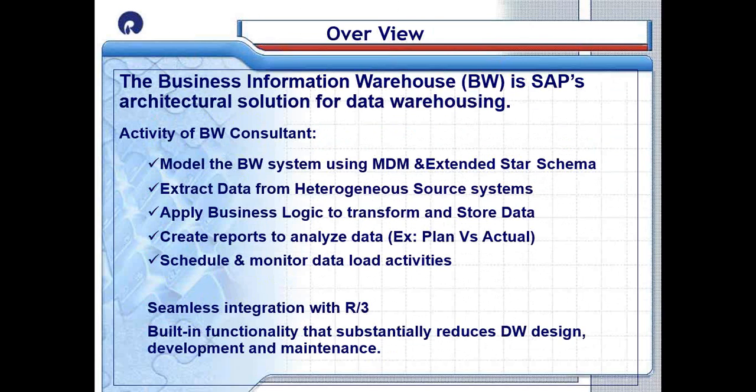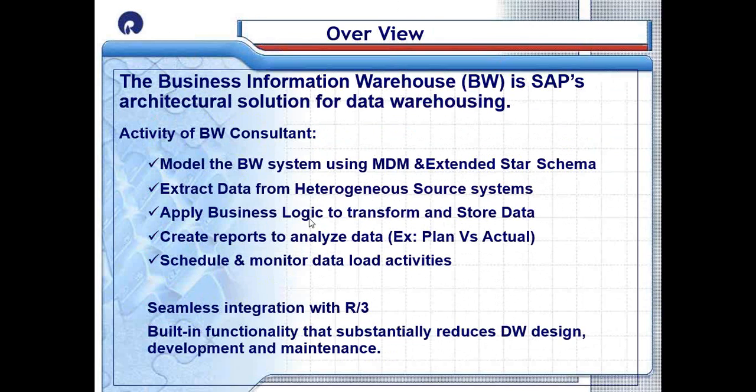See, in any data warehousing system or BW system, we have three modules: modeling, extraction, and reporting. Modeling means you need to create a model. In that model, you have to extract the data from any source systems and load the data into that model. Once the data is available in that model, you can create a report based upon the requirement.